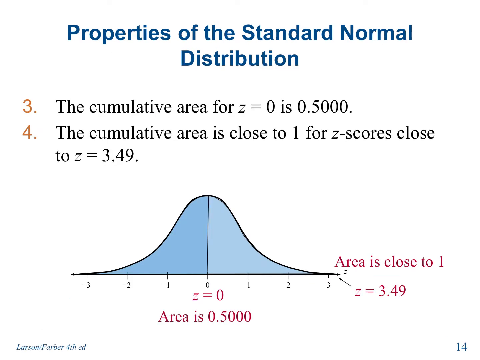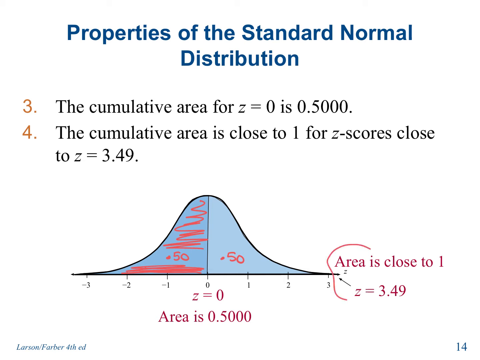The cumulative area for z equals 0 is 0.5000, and that is because the z-score of 0 splits the symmetric distribution in half, and so we would expect the area to the left of the mean to be 50% or a probability of 0.50, and the area to the right of a z-score of 0 would also be 0.50.